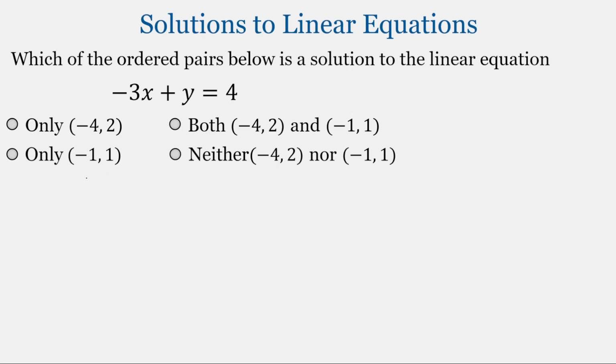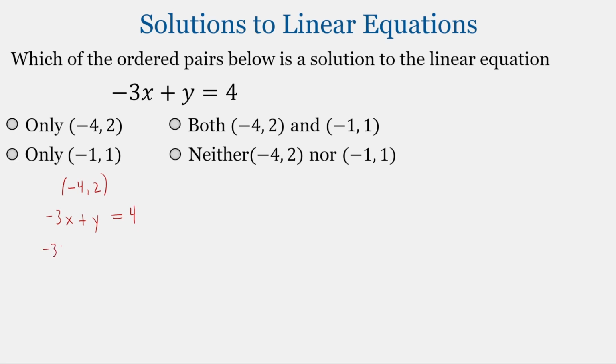So let's try another one. Here we have the equation, negative 3x plus y equal to 4. So this is written in standard form. And we're going to determine whether these two ordered pairs are a solution to the linear equation. We'll take this one at a time, and we'll do the ordered pair negative 4, 2 first. So we have negative 4, 2. And we're going to plug those values into the equation, negative 3x plus y equal to 4.